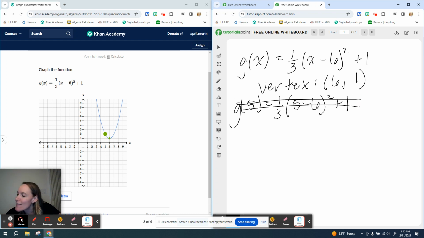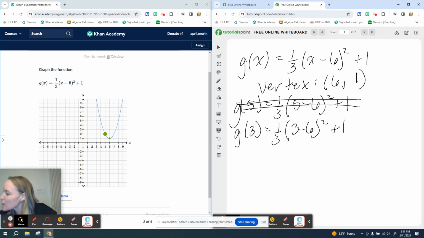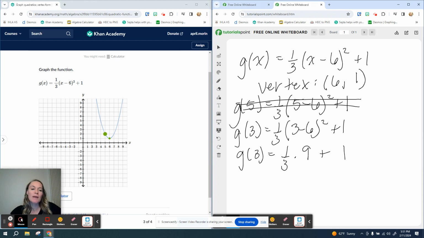So I think if I pick 3, it's going to work. Okay, so g of 3 equals 1/3 times (3 minus 6) squared plus 1. Okay, 3 minus 6 is -3. -3 squared happens to be 9. This is going to be a nice number to do. 1/3 times 9 plus 1. So 9 divided by 3 is 3. 3 plus 1 equals 4.